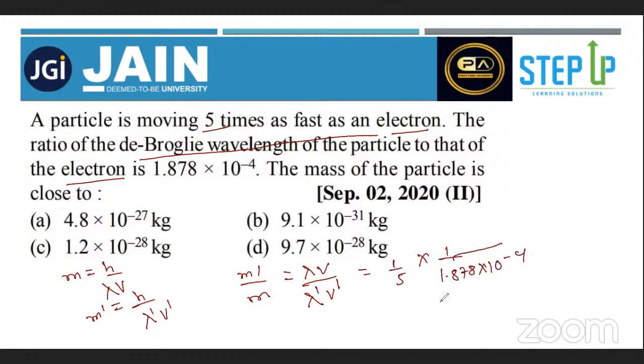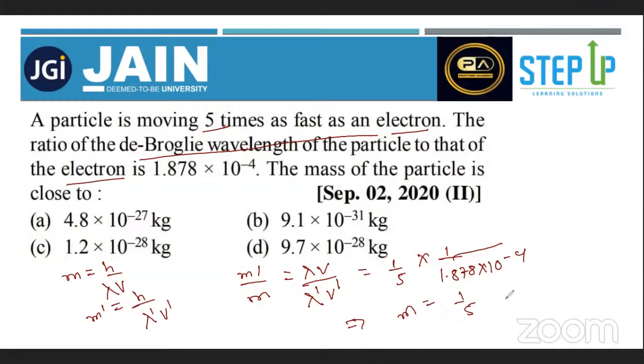So to find out the mass of the particle. Okay. So the mass of the particle is basically m. So if I'm trying to solve this, I have to write m 1 by 5.